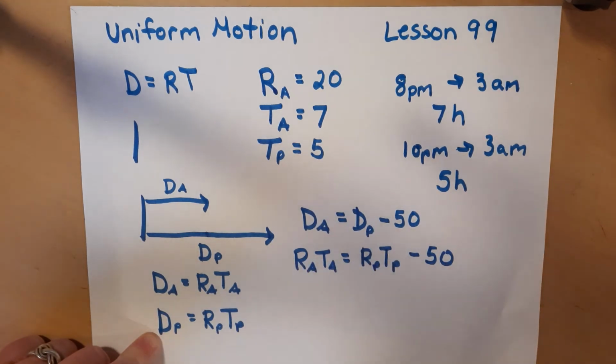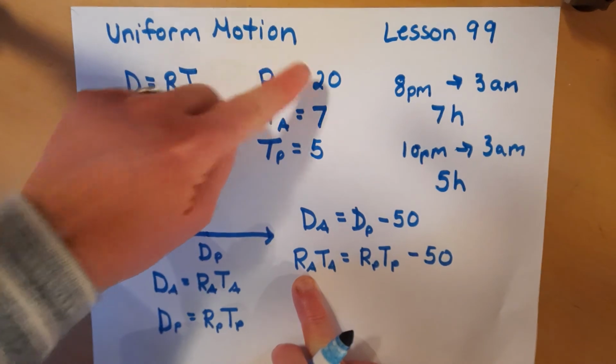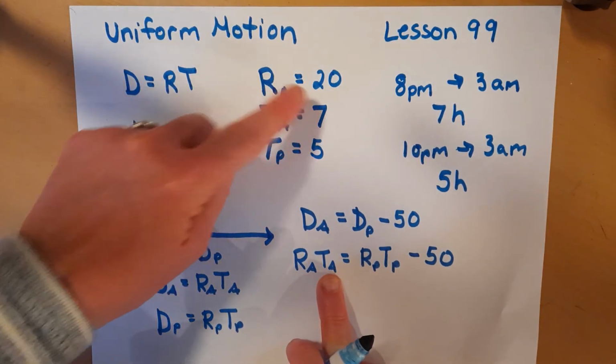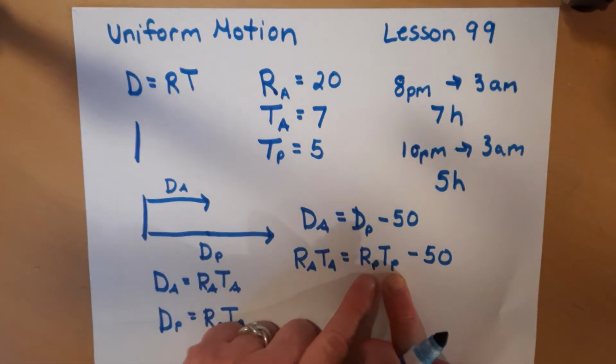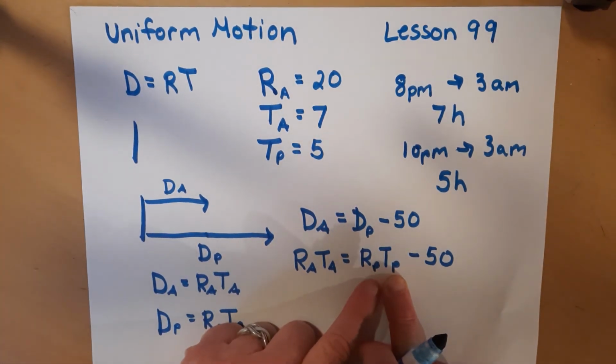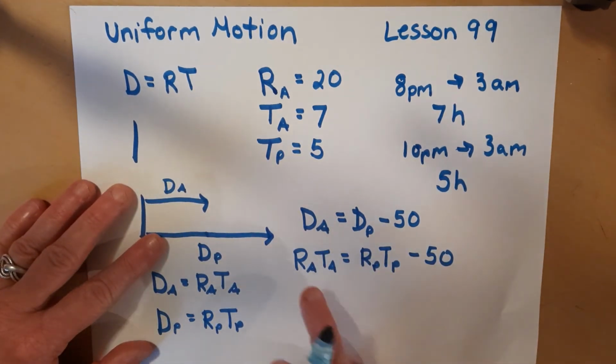Now we can look at this, and we have a lot of this information. We know what the rate of Achilles is. It's 20. We know the time of Achilles. It's 7. We know the time of Patroclus. It's 5. And that only leaves us to find the rate of Patroclus, which is what our problem was asking for. So we can plug all that in, and then we can solve for rP.